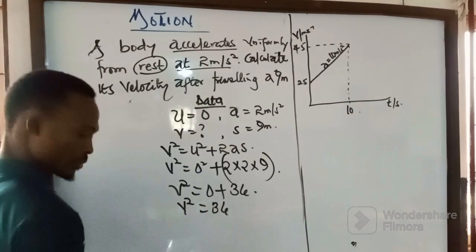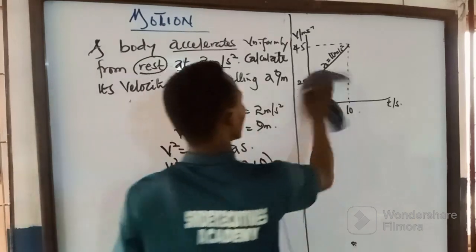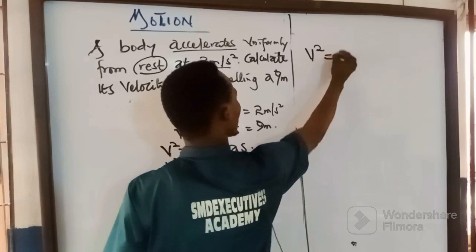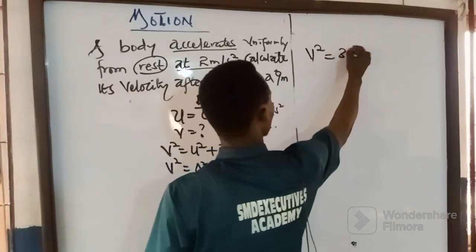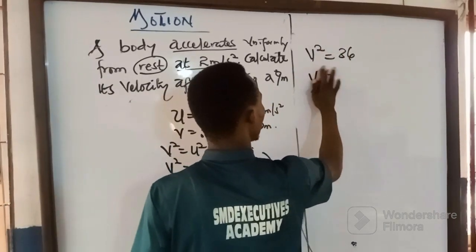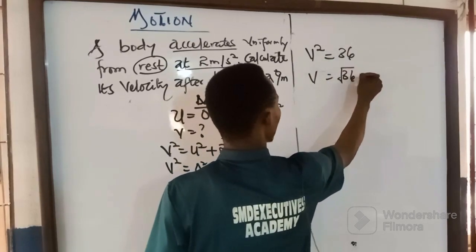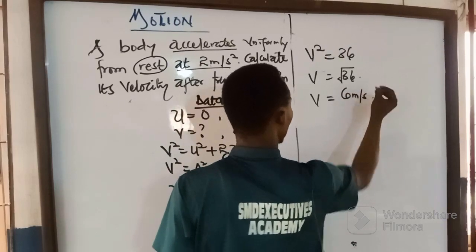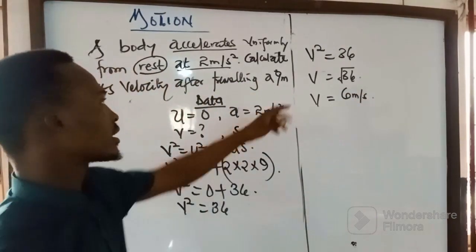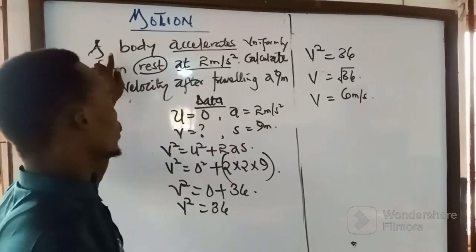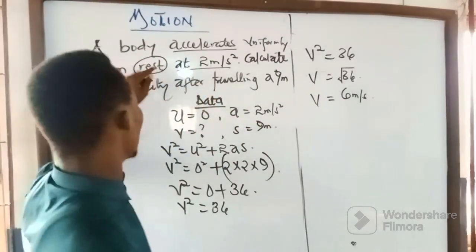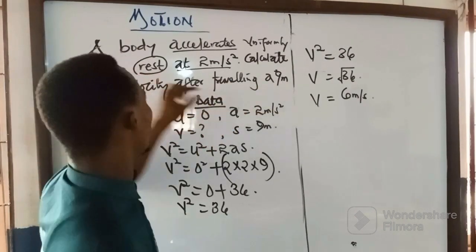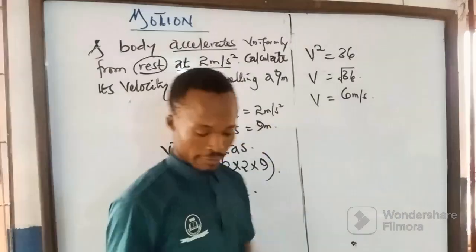So v squared is equal to 36, right? We take the square root of both sides. v is equal to the square root of 36, and the square root of 36 is 6 meters per second. So that is the velocity of the car when it accelerates at 2 meters per second square and covers the distance of 9 meters from rest. Then we have this final velocity.